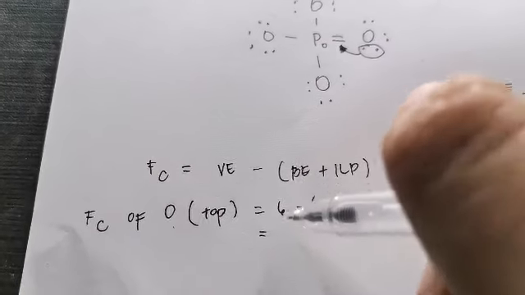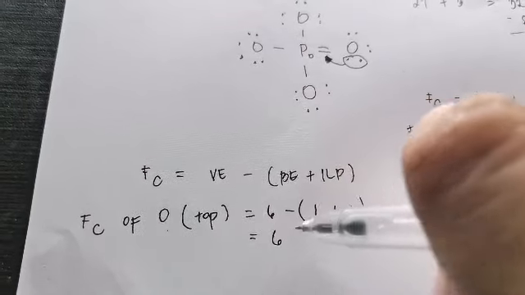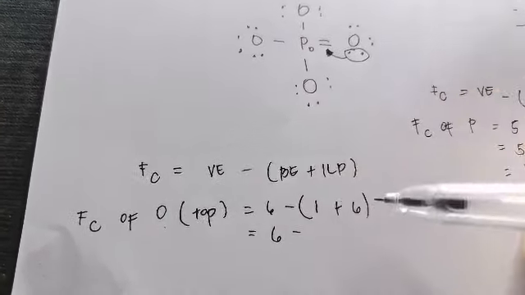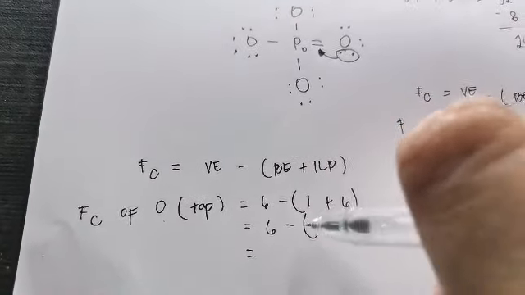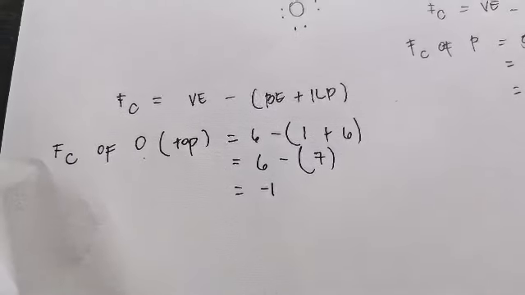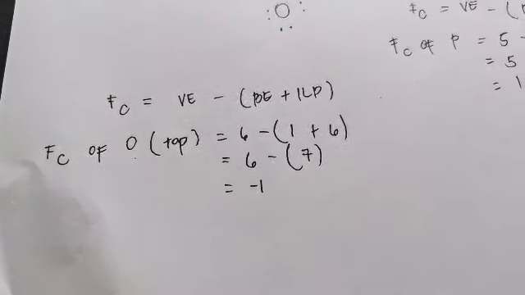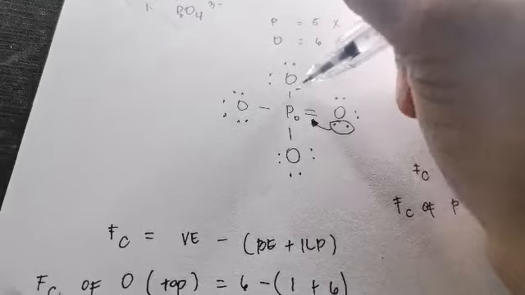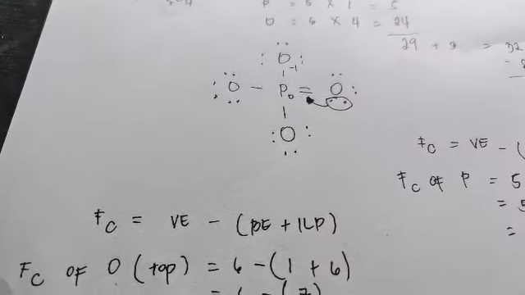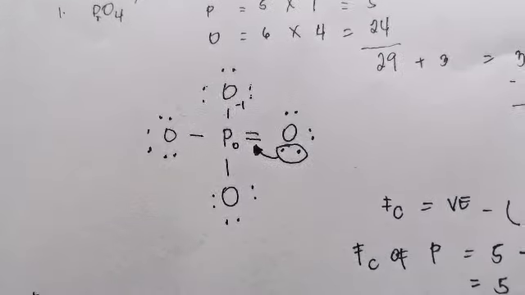Next is do the operation. So 6, ilalagay po natin si 6. 1 plus 6, you have 7. So 6 minus 7, you have negative 1. Okay. So, yan na po yung formal charge ni oxygen sa top. So, ilalagay po natin si negative 1 here. Okay. So, yan na po si negative 1.